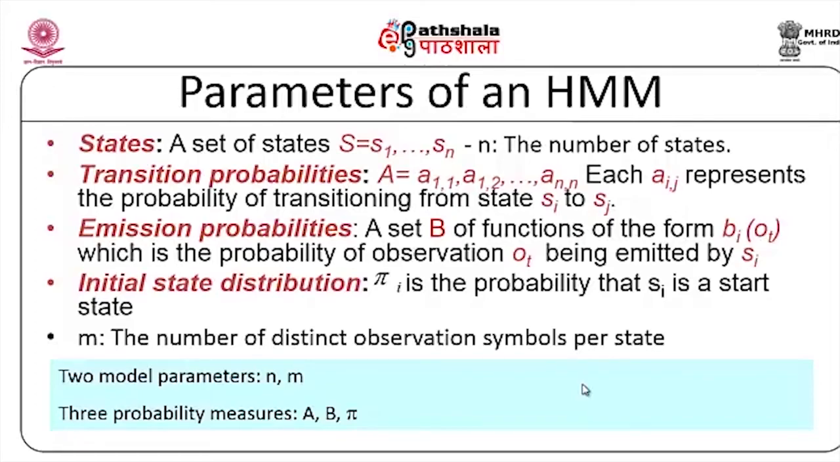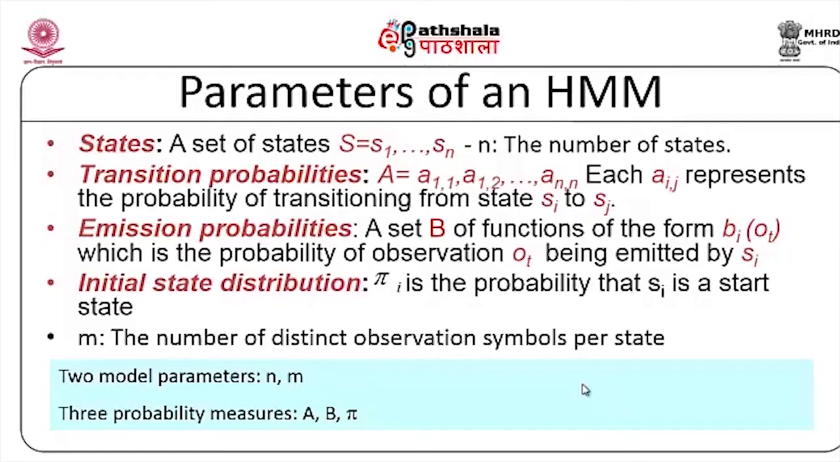Next we have what is called emission probability, which is a set B of functions of the form Bi(Ot), which is the probability of observation. What is the probability of observing Ot at a particular time t when we are in the state Si? So, what is the probability of observing O at t given that we are in the state Si. So, that is called the emission probability.